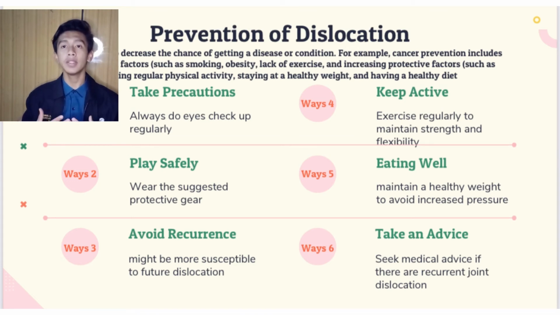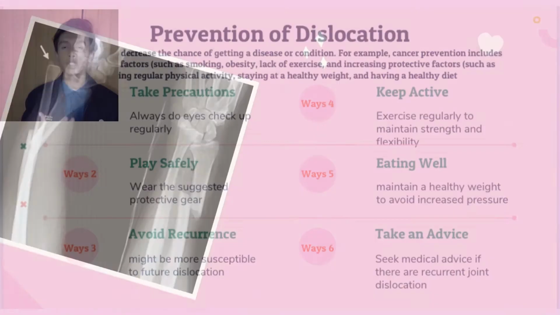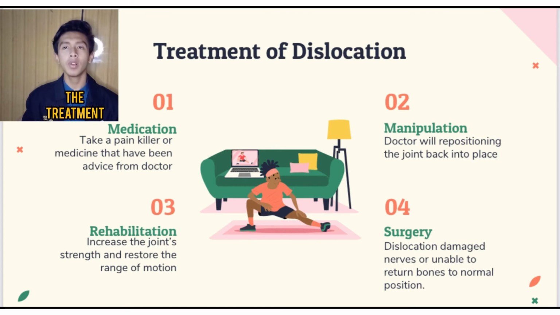How is a dislocation managed or treated? It can vary based on the severity of the injury and which joint is dislocated. Applying ice and keeping the joint elevated can help reduce the pain. There are 5 treatments that you will use. Treatments for dislocation include: the first one is medication.